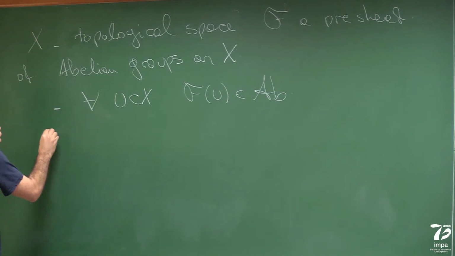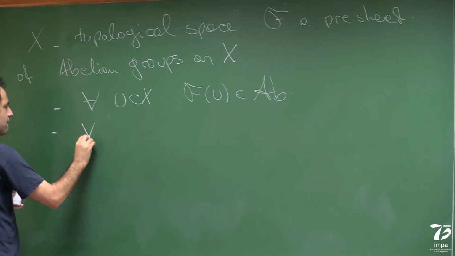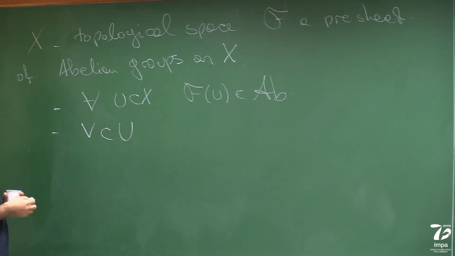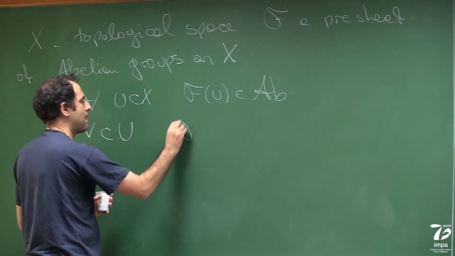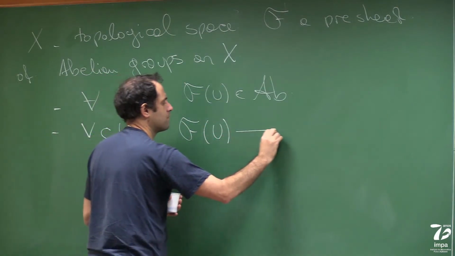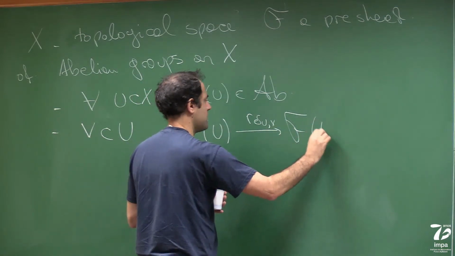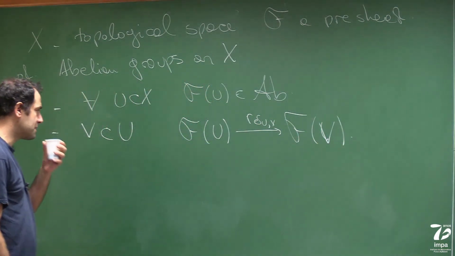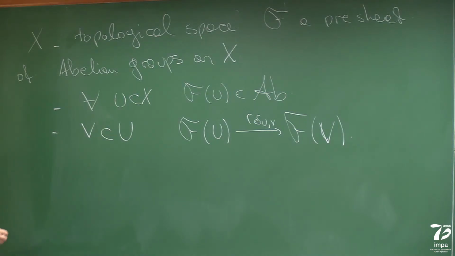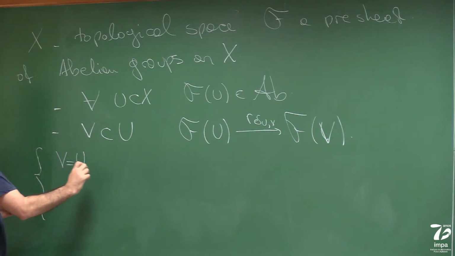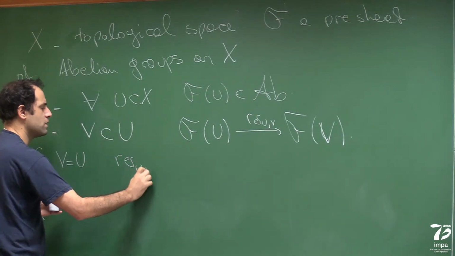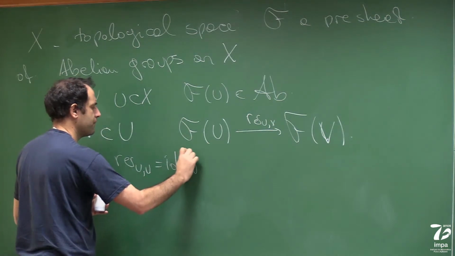And for every pair of opens V included in U, you have a restriction map that's a morphism of abelian groups. So that's the restriction from U to V, from F(U) to F(V). And these restrictions are supposed to satisfy an identity. In the case where V is equal to U, the restriction UU is the identity on F(U).